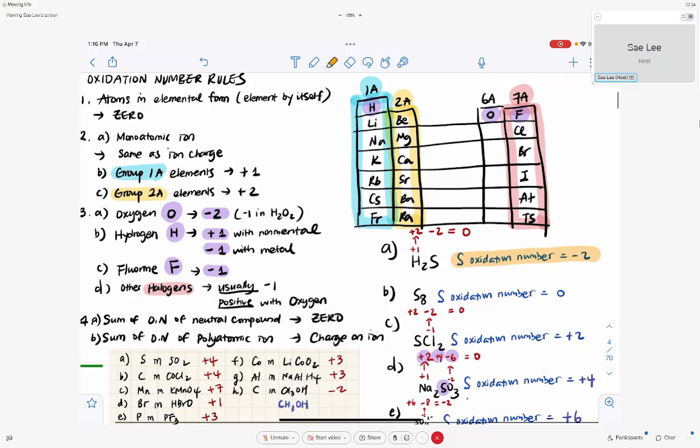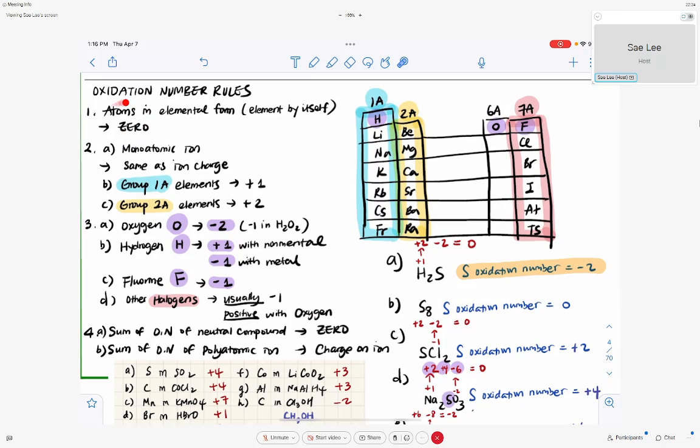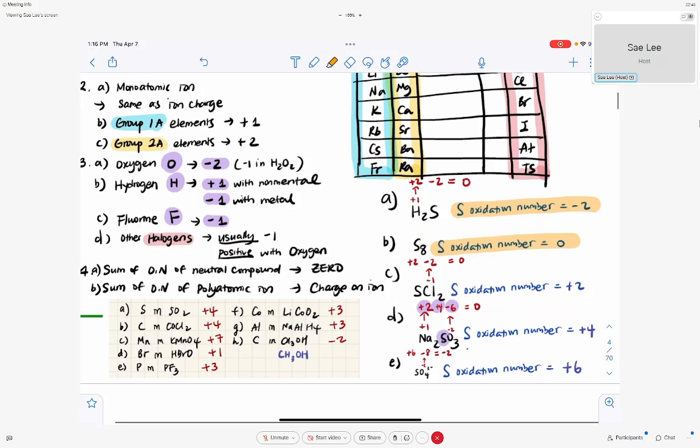For octasulfur, this is an example of an element by itself without any other element in the molecular formula. So according to the first rule, atoms in their elemental form have oxidation number of 0, so the oxidation number of octasulfur is going to be 0. Moving on to sulfur dichloride.